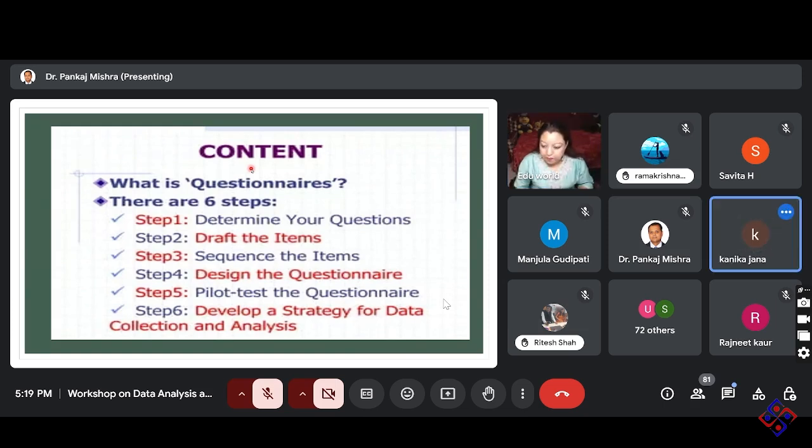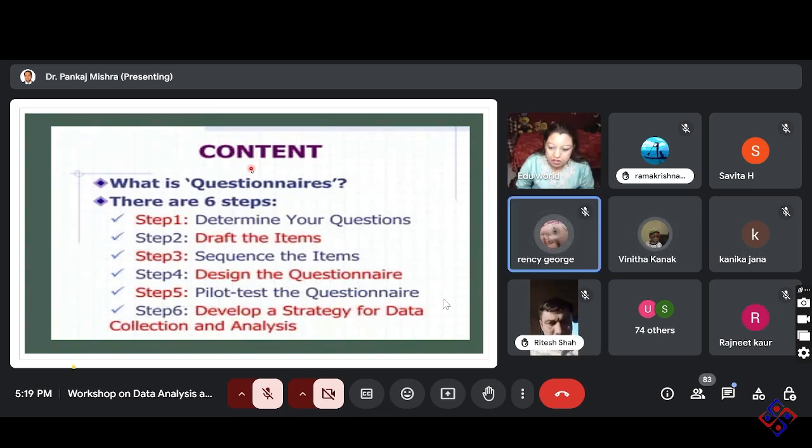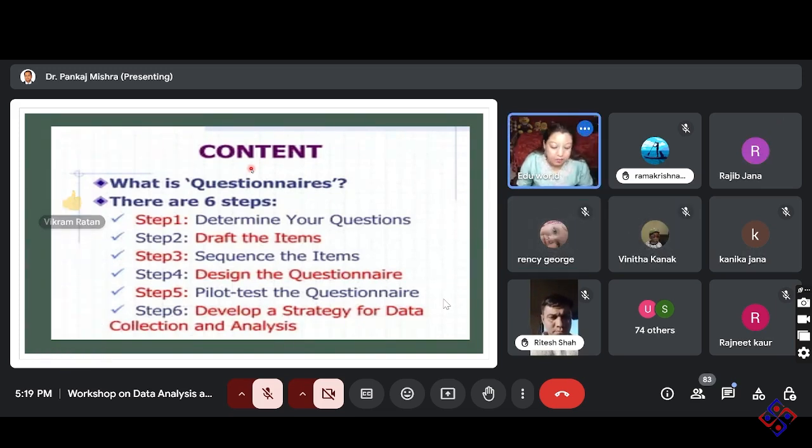The slide is not visible, sir. Pardon, please. Kanika Jana, did you say anything? Ma'am, the slide is not visible. For me, it is visible. Others, you can see the slide. Yes, I think there's some network issue, ma'am.